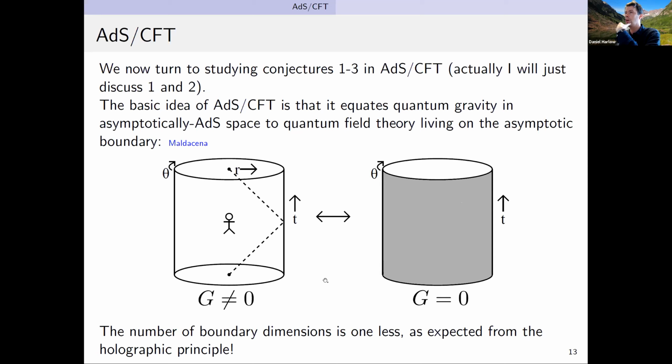It says that quantum gravity in, say here, 2 + 1 dimensions is equal to quantum field theory in 1 + 1 dimensions. That's what I've drawn here, right? So the 2 + 1 is the interior of this can. The 1 + 1 here is the surface of the can. All right, so hopefully that makes it a little more clear.